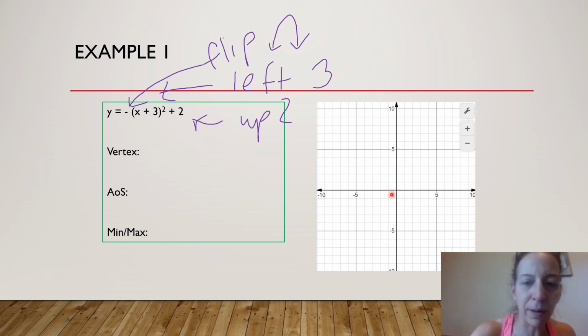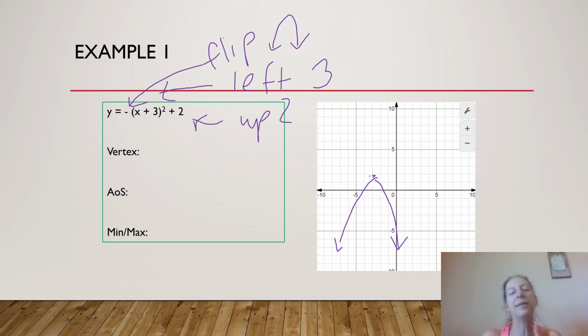Here you can see what I'm doing. Left 3, so I'm going to go 1, 2, 3, up 2. So that's where my vertex is going to be, and then I'll draw my parabola looking like so. So left 1, 2, 3, up 2, there. Okay, and that's all we mean by sketching a graph. It's a very quick graph that shows us key things.